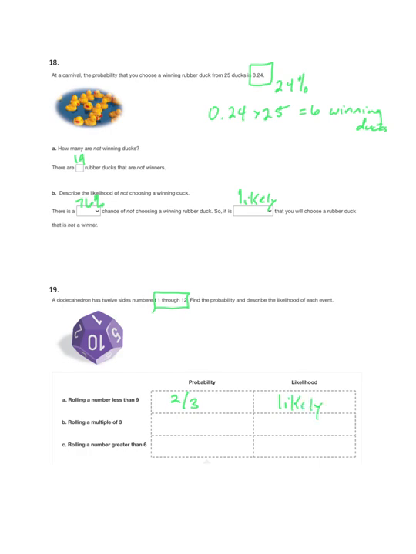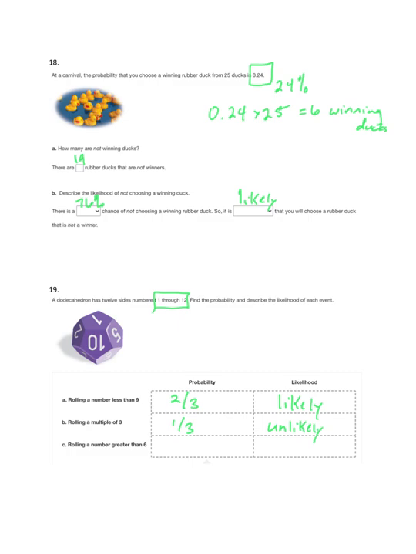Okay, the next row has rolling a multiple of 3. So if our only choices are numbers 1 through 12, we have 3, 6, 9, and 12. 4 out of 12, or 1/3 of our rolls would be multiples of 3. So it is unlikely to roll a number that's a multiple of 3.